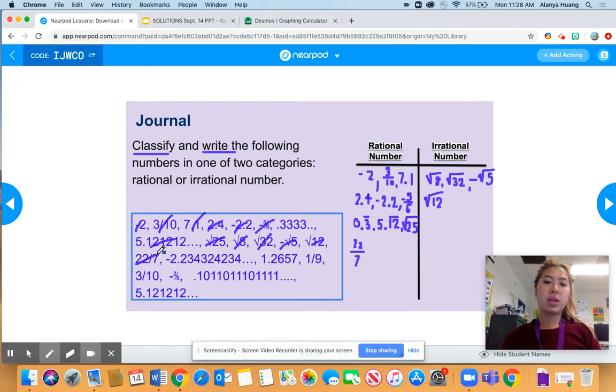Negative 2.234324234. So yes, the numbers are repeating, but there's not a pattern that it's repeating, so it's going to be irrational. So I'm just going to write the first three numbers after the decimal, and then write dot, dot, dot. 1.2657 is rational since it's a terminating decimal, so the decimal stops. 1/9 is rational. 3/10 is rational. Negative 2/5 is rational.